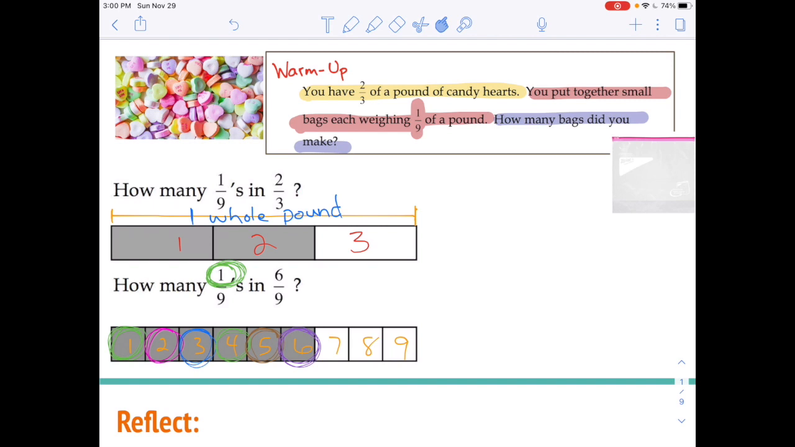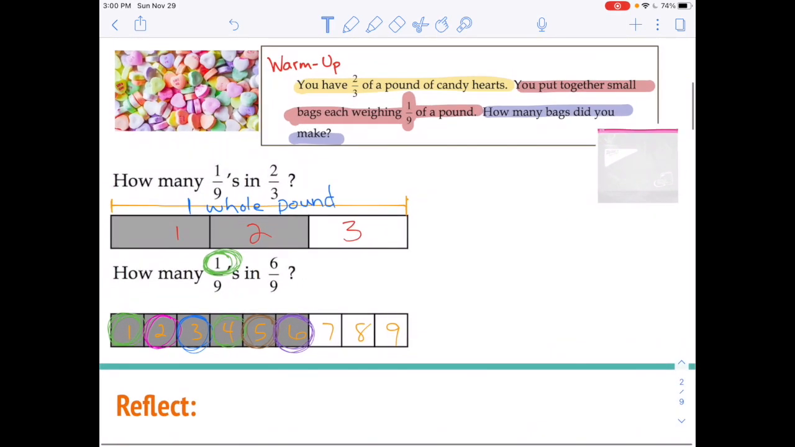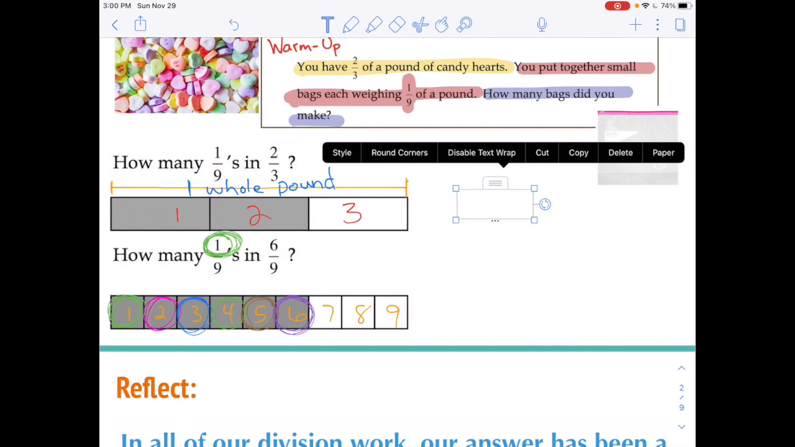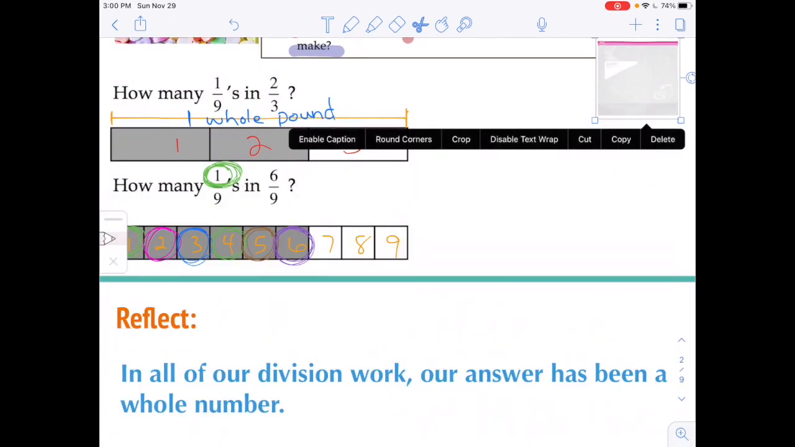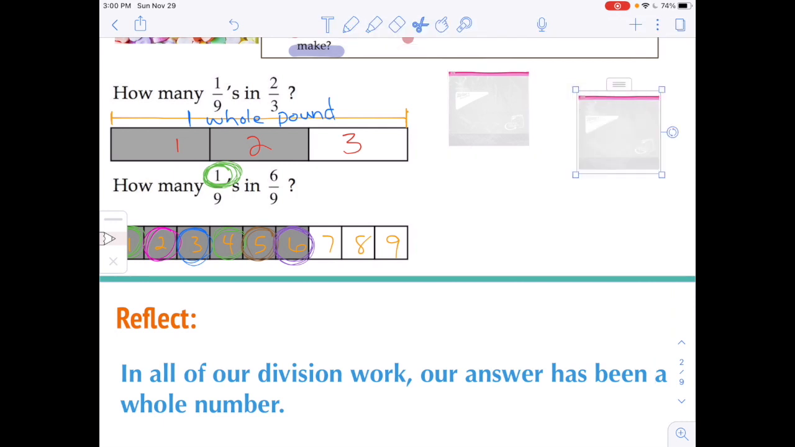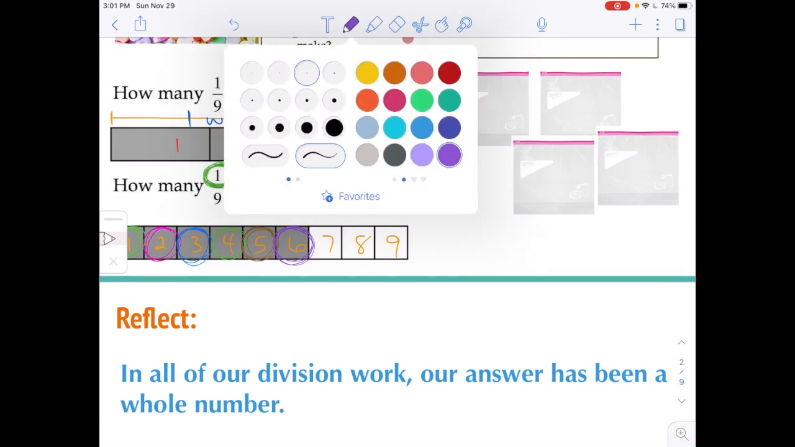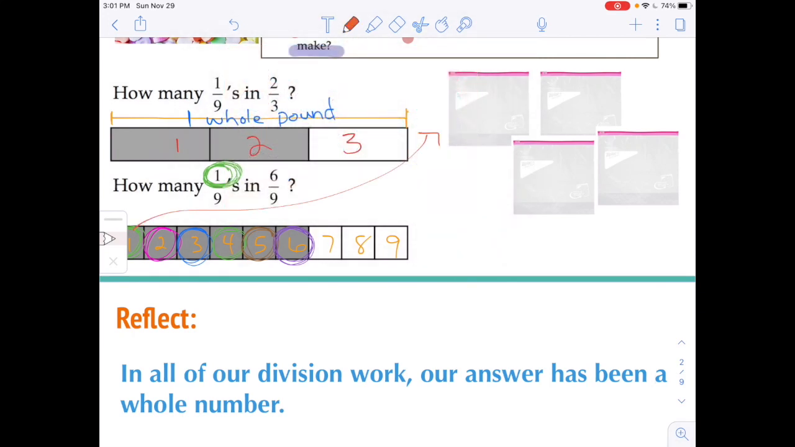So if I want to know how many ninths are in 6/9, and remember I'm going to take each ninth and put it in a bag, I can then grab this bag. Let me copy and paste a few more. All right, let's see if this is enough. Here is the number 1, this ninth. Here's my number 2.